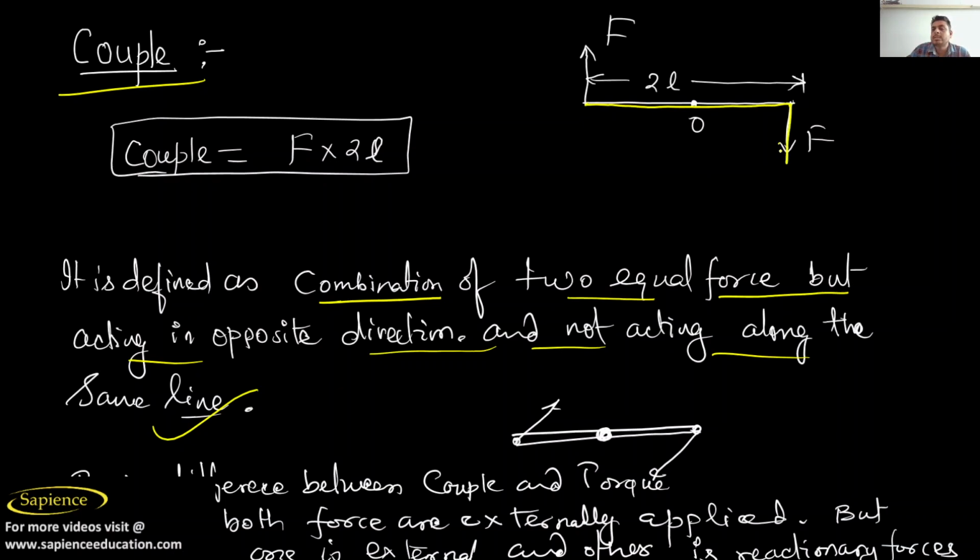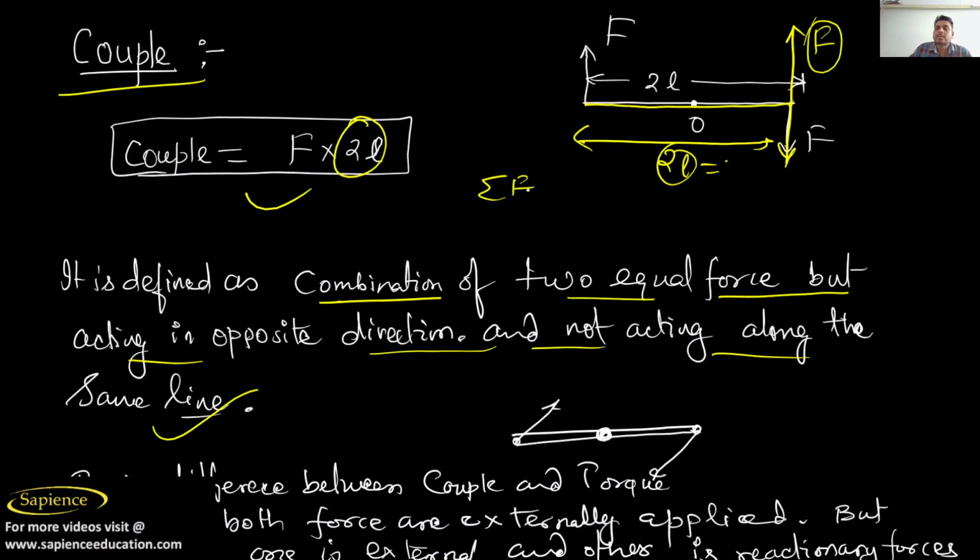Suppose a force is acting downward, so it can't act here. If it does, no couple will be formed. So for a couple, it is always necessary that you have at least some distance, maybe 0.01 meter, or 100 meter also. But we always require a distance. Whenever we have a distance, only then will we get a couple.